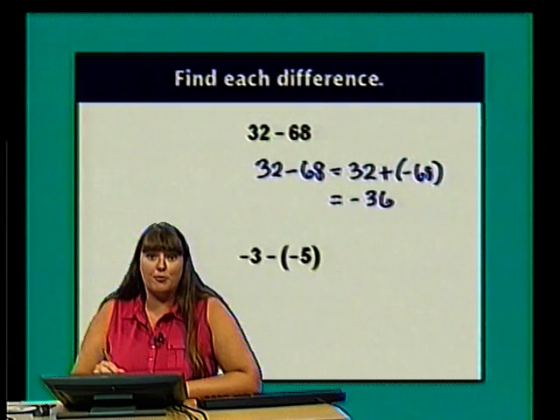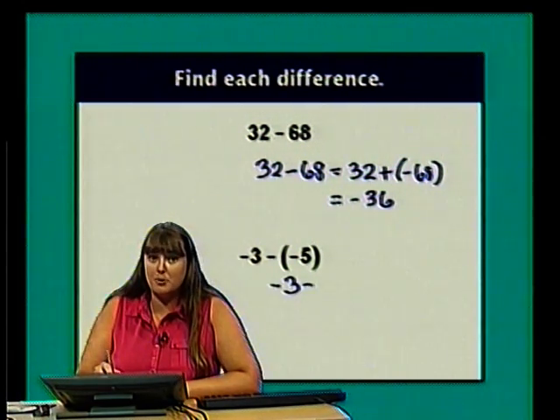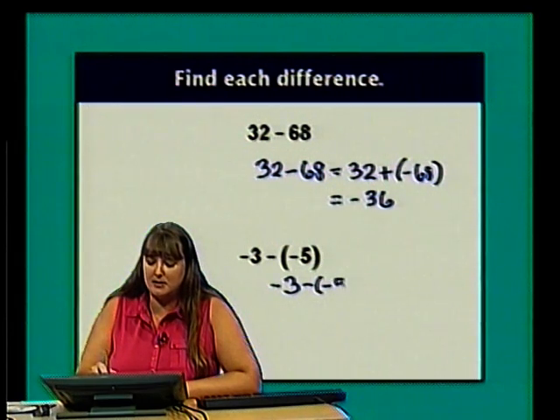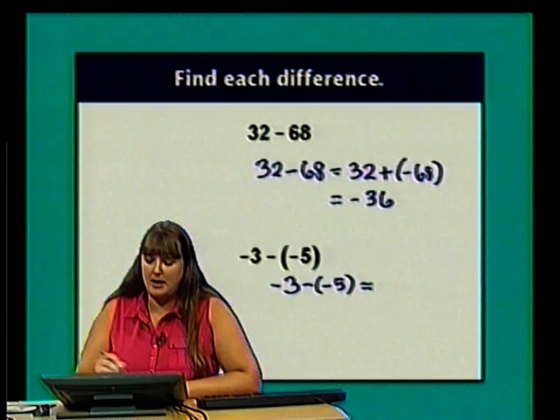Let's try negative 3 minus negative 5. The first thing I'm going to do again is rewrite this as an addition problem. So to rewrite this as an addition problem, I have negative 3.